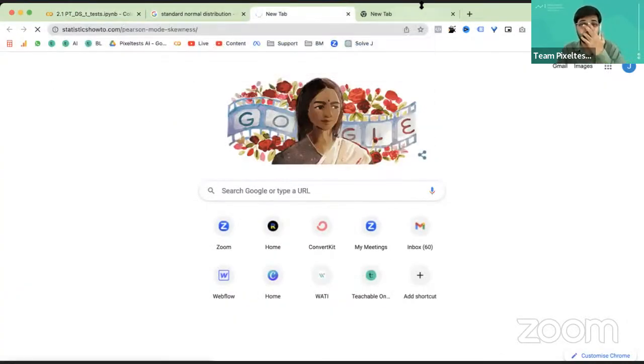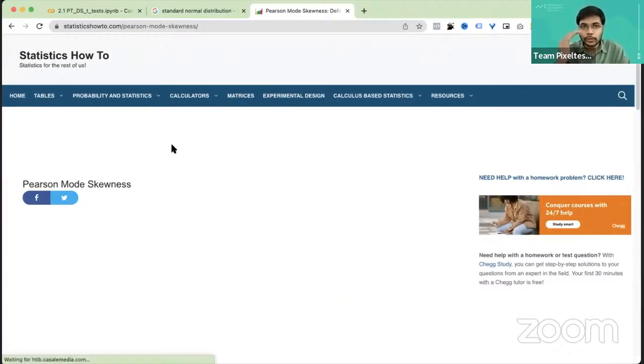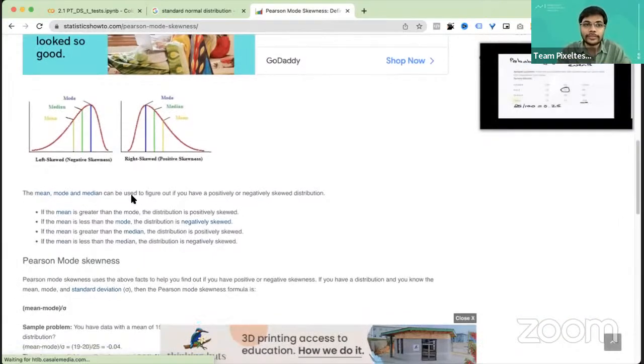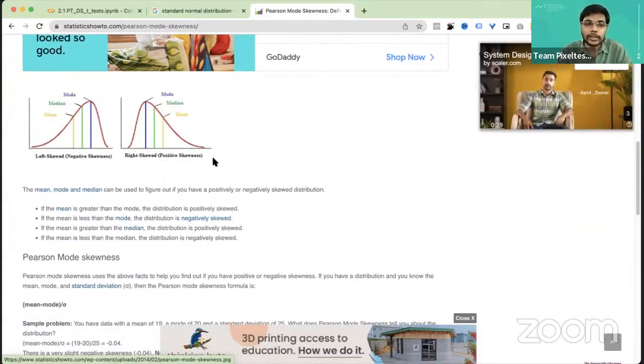Now, we want to understand something called skewness. We know the normal distribution is a bell curve. But not every time does all data seem to be a bell. Sometimes it is a little skewed, towards the right or left. So we'll try to understand. First, let us look at right skewed, which is also known as positive skewness.